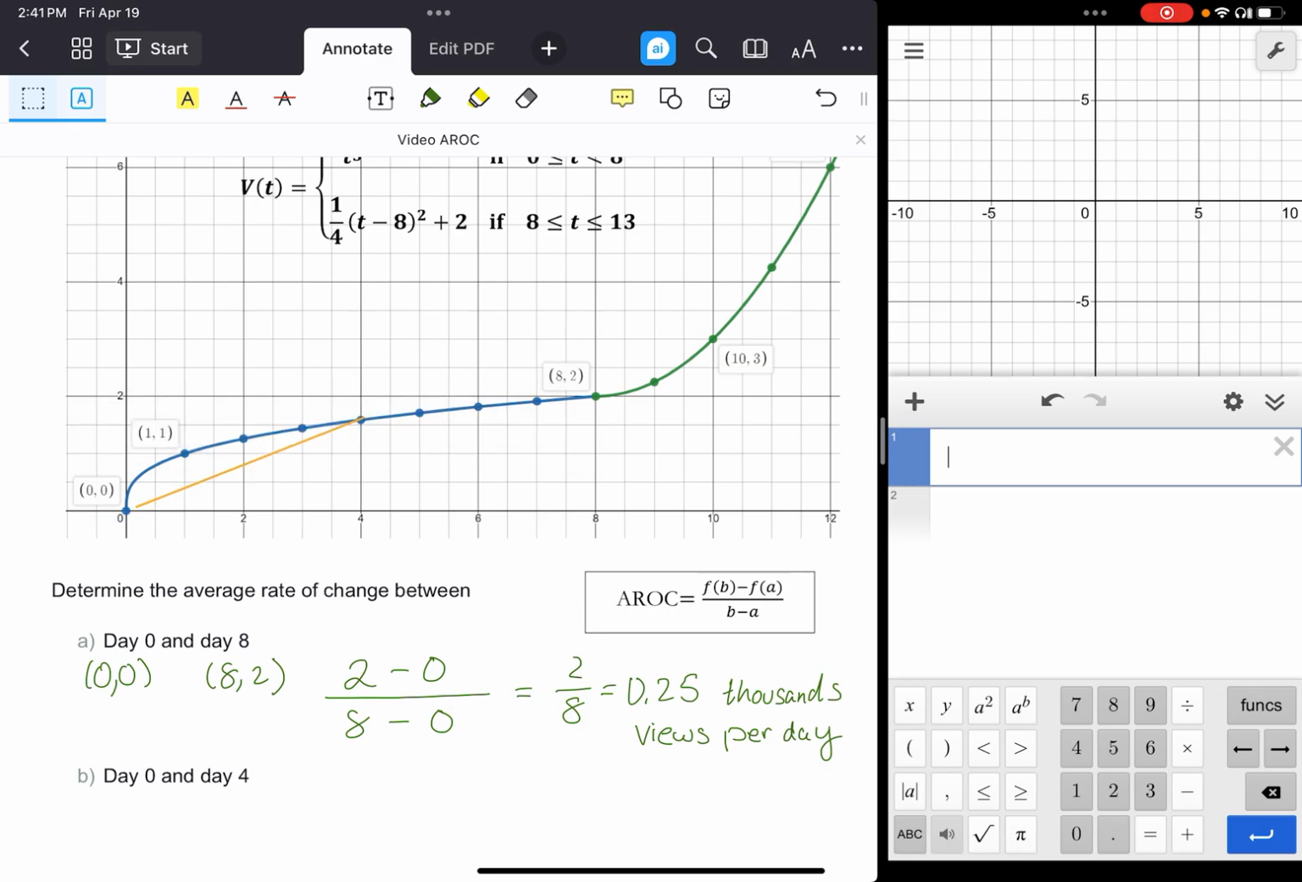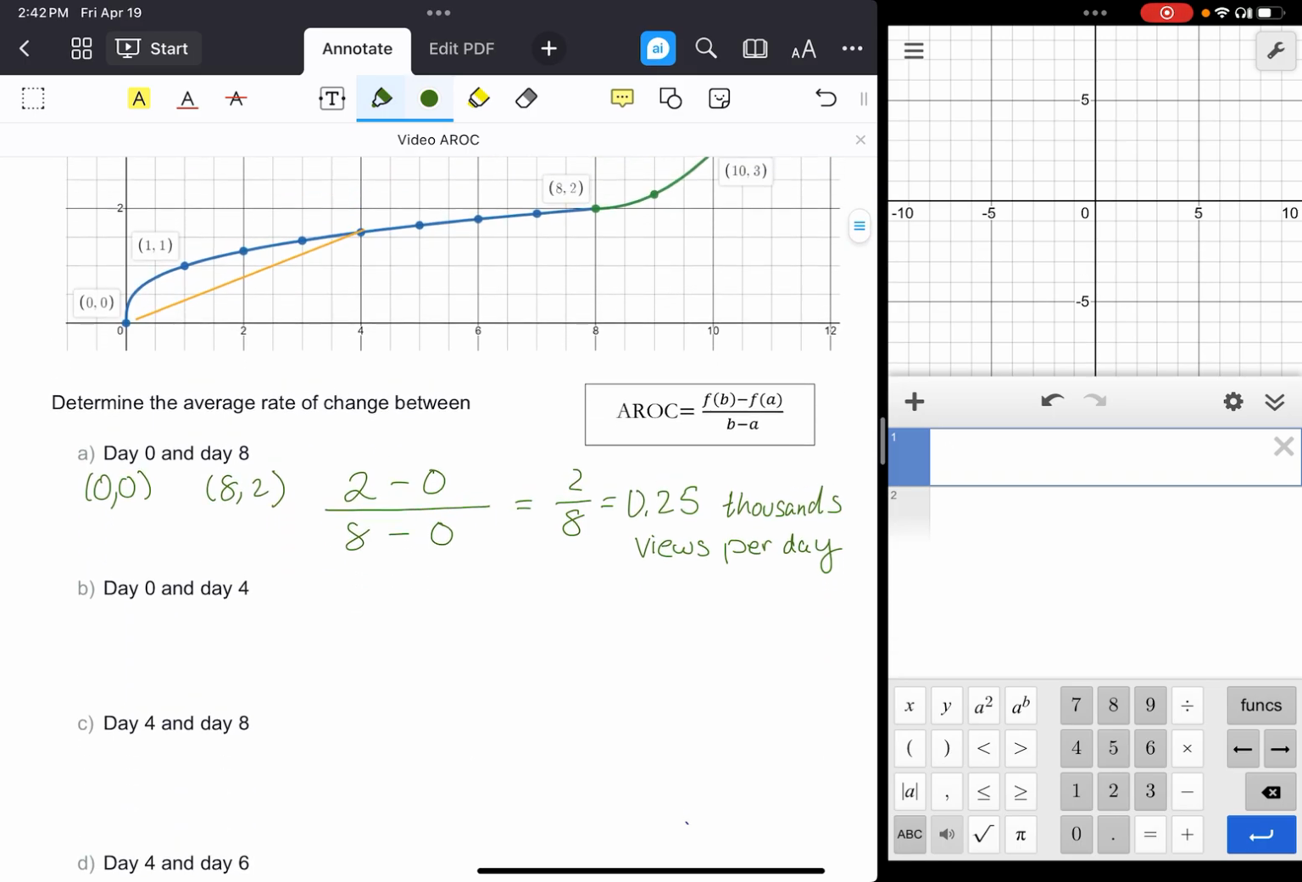So we're going from 0 to 4. Now we've cut the interval in half, and you'll notice the line representing that average rate of change is a little closer to our function. It's not perfect. The smaller the interval, as I said, the closer we're going to get.